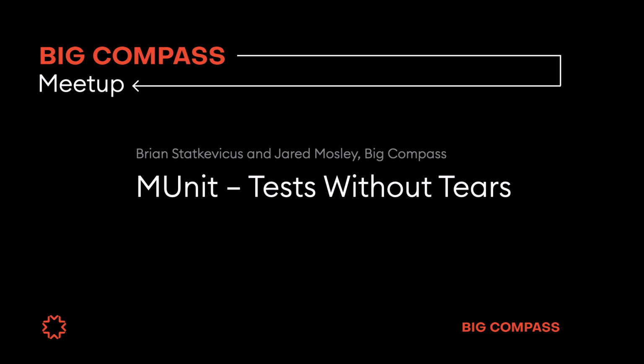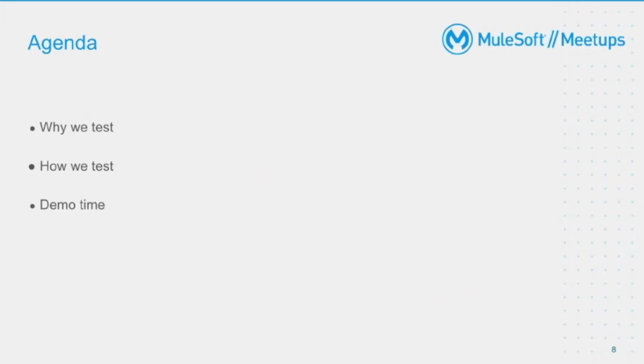What I'm going to cover today is why we test our code, how we test our code, and lastly, I'm going to do a demo on the main components that we use in MUnit and how they're used and what they're used for.